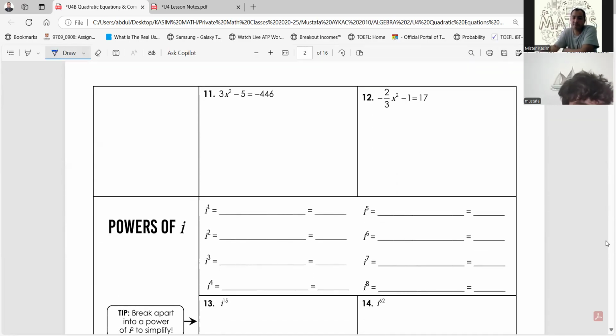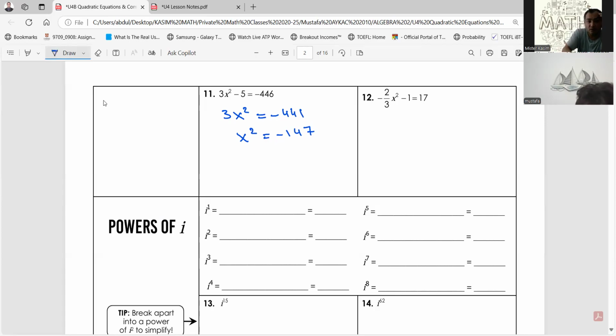11. Add 5 to both sides. 3x squared equals 441. Divide by 3 on both sides, you get 147, right? Because 4 divided by 3 is 1, 14 divided by 3 is 4, 21 divided by 3 is 7.